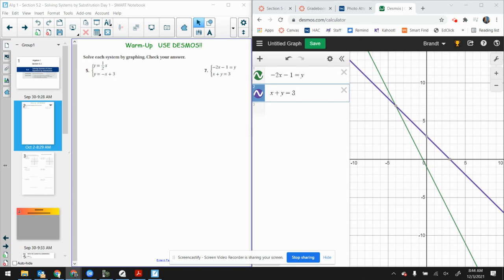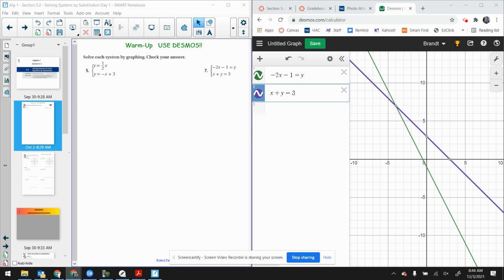And we're back. Okay, so here's the warm-up. If you're playing along at home, go ahead and do these two problems by Desmos. I've actually got the second one still up from first period. So again, just plug it in. Negative 2x minus 1 is equal to y. You don't even have to solve for y.